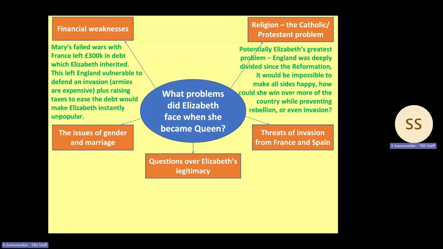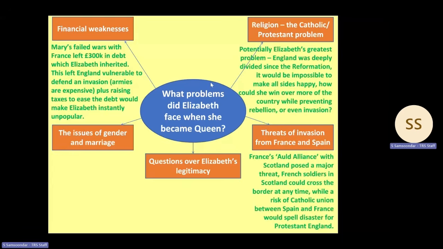So the question is how is she going to do that when you've got the issue of religion at stake, where, again, in Tudor times, everyone believes in God. There's no question of that. And how people worship God is very important to them. It's a matter of life and death. So this is a massive issue that Elizabeth has to overcome.